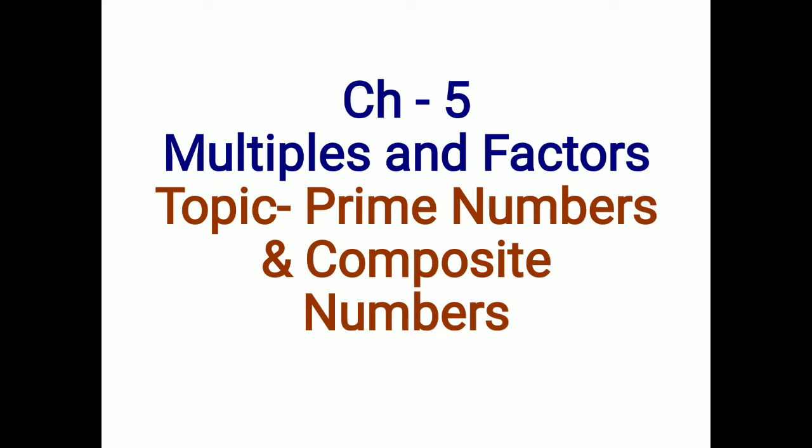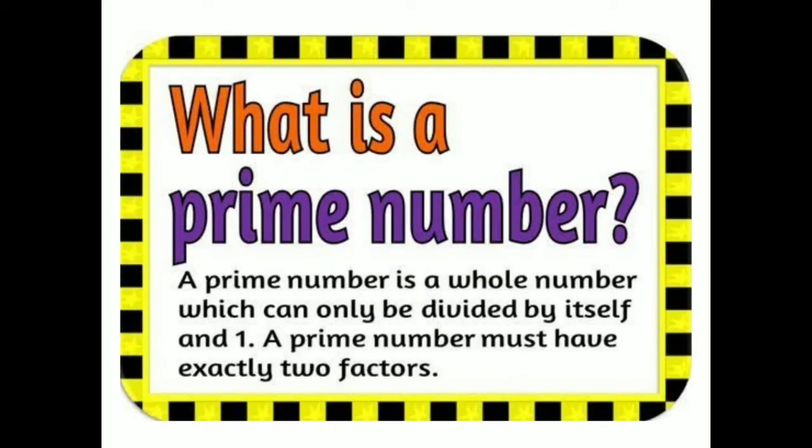Students, today we are here with a new topic, prime numbers and composite numbers. So let's start. What is a prime number? A prime number is a whole number which can only be divided by itself and 1. A prime number must have exactly two factors.